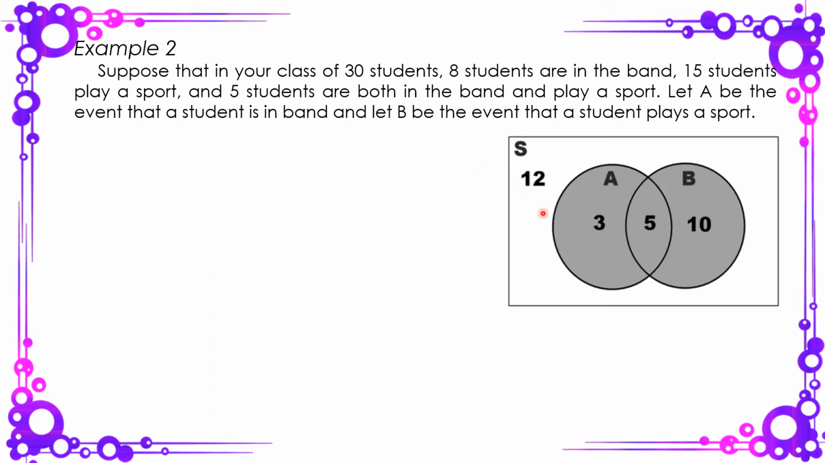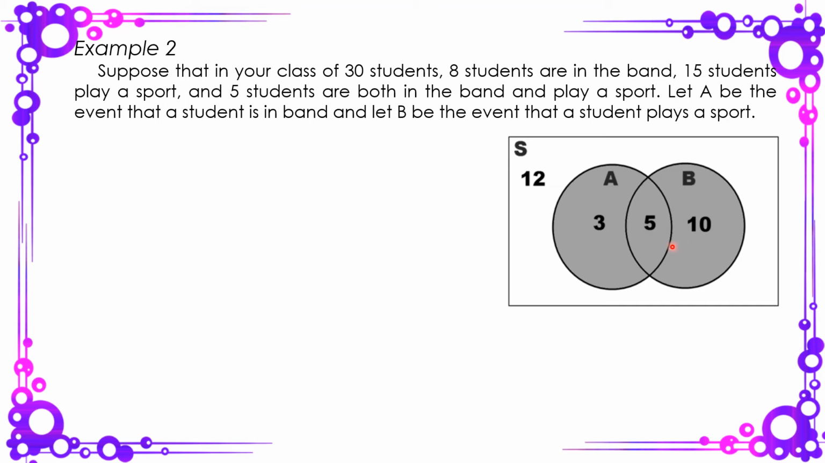Again, A is for the band. We have 8 students in the band, and we have 5 already here. So 8 minus 5 is 3. Just write 3 here. And then for B, students who play a sport, we have 15 students who play a sport. You have 5 already here, so 15 minus 5 is equal to 10.